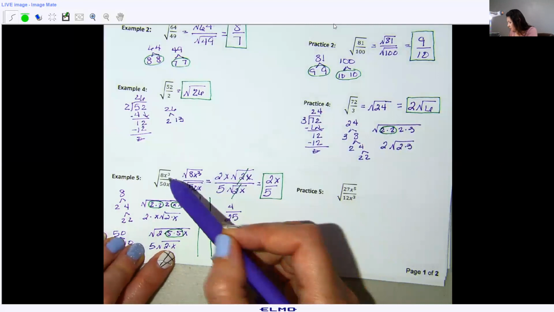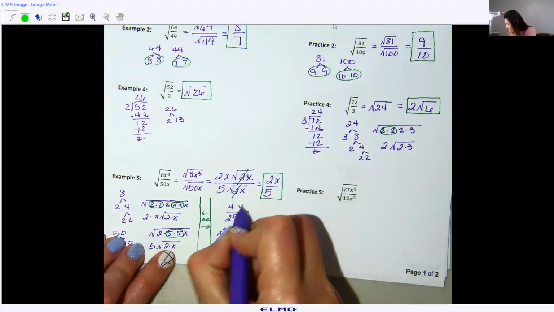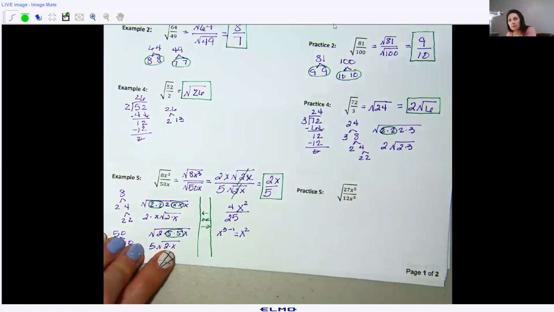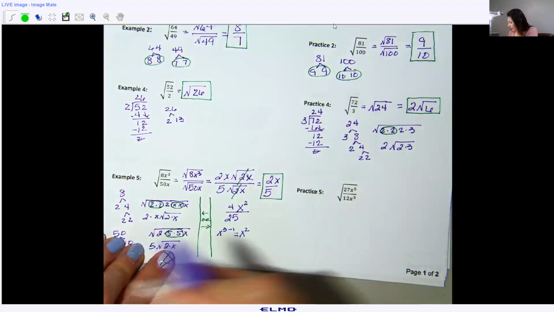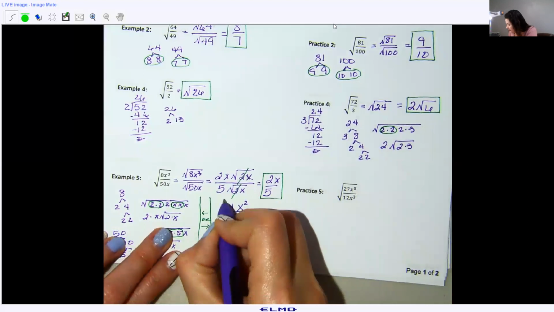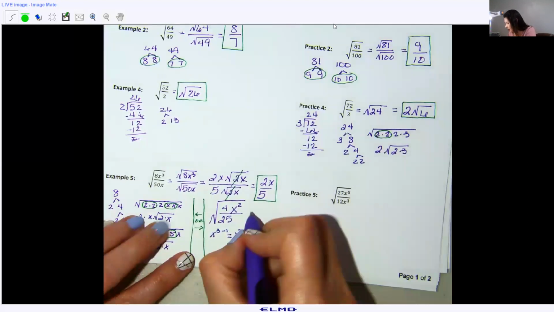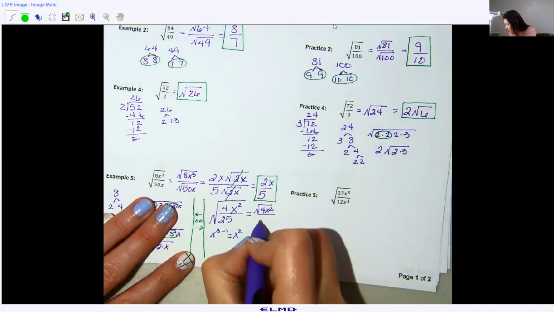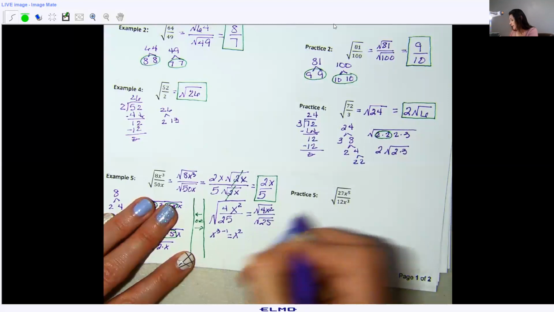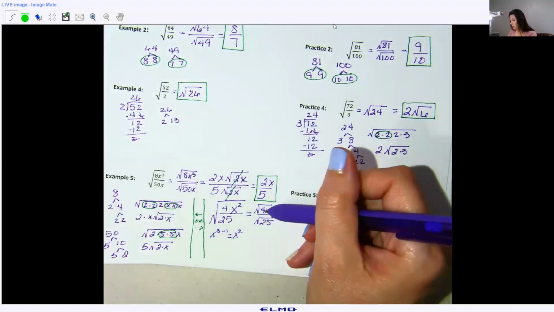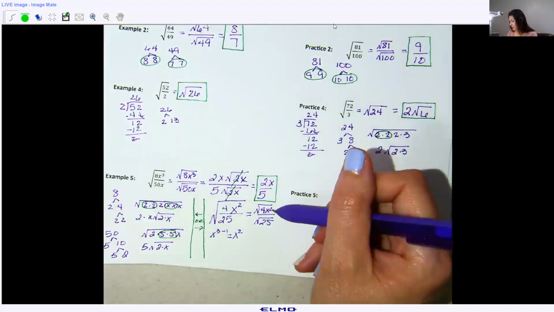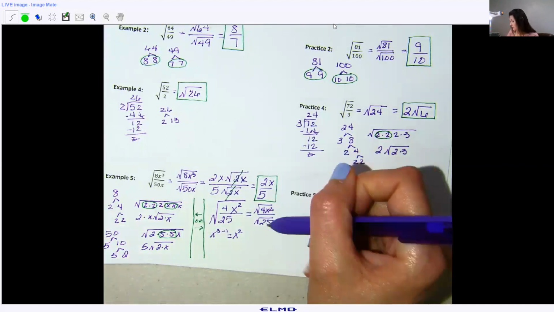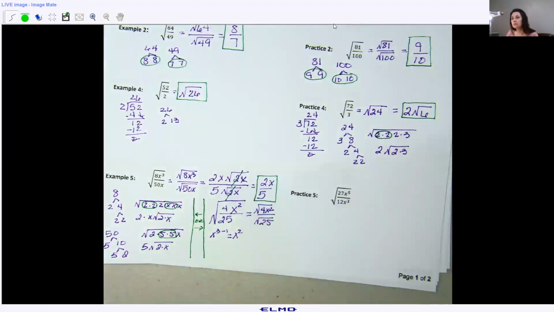So that x squared stays on the top, okay? And now my bottom one does not have an x. And what we're going to do is take the square root of all that. So we're going to take the square root of 4x squared over the square root of 25. And as you can see, the square root of 4 is 2. The square root of x squared is x, and we have 2x right here. And the square root of 25 is 5.